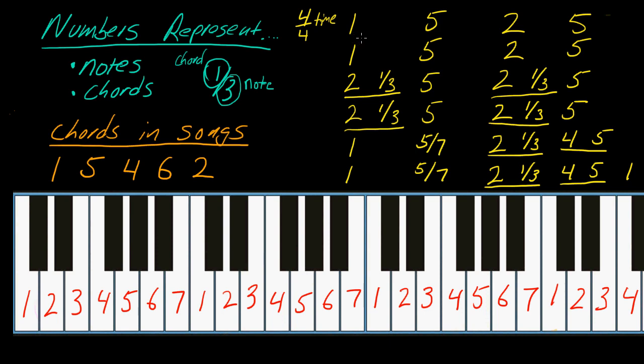And so as you can see, 1-5-2-5, 1-5-2-5, 2, 1/3. There's that slash chord that I was talking about. 5-2-5. Here's another slash chord, a 5 chord with a 7 note in the bass. But just slowly start playing songs like this. And we at our church write out all our chords in this format, in the number format, so that you can play it in any key.